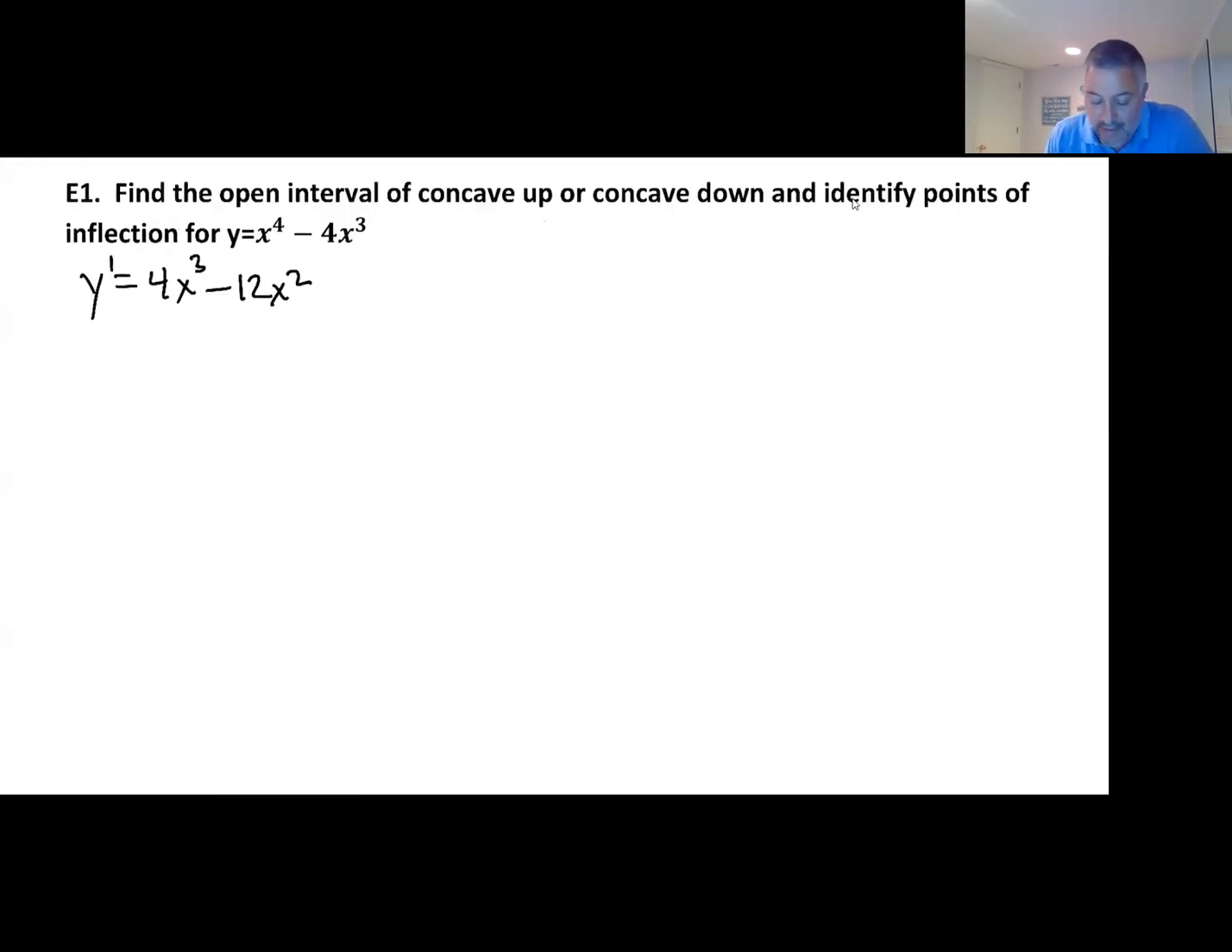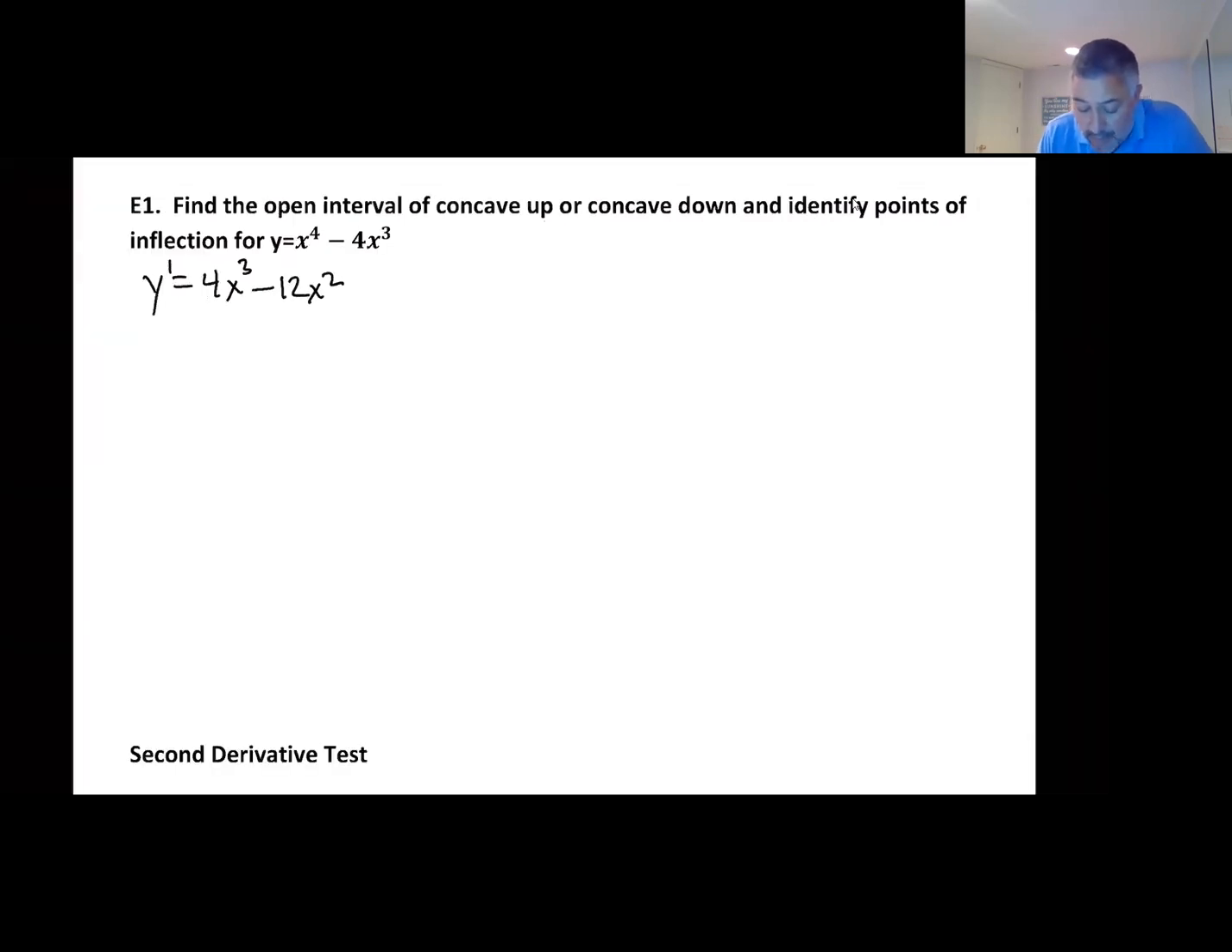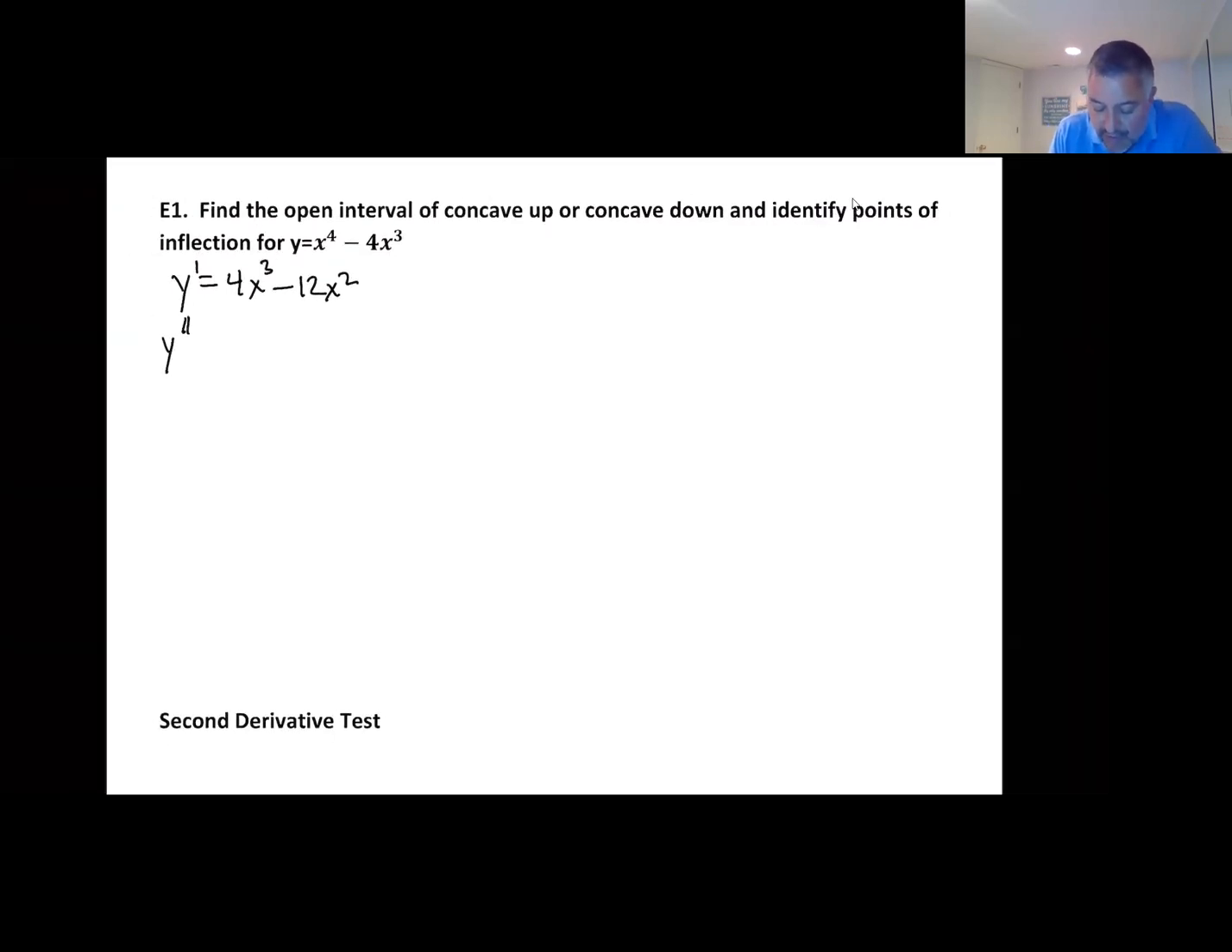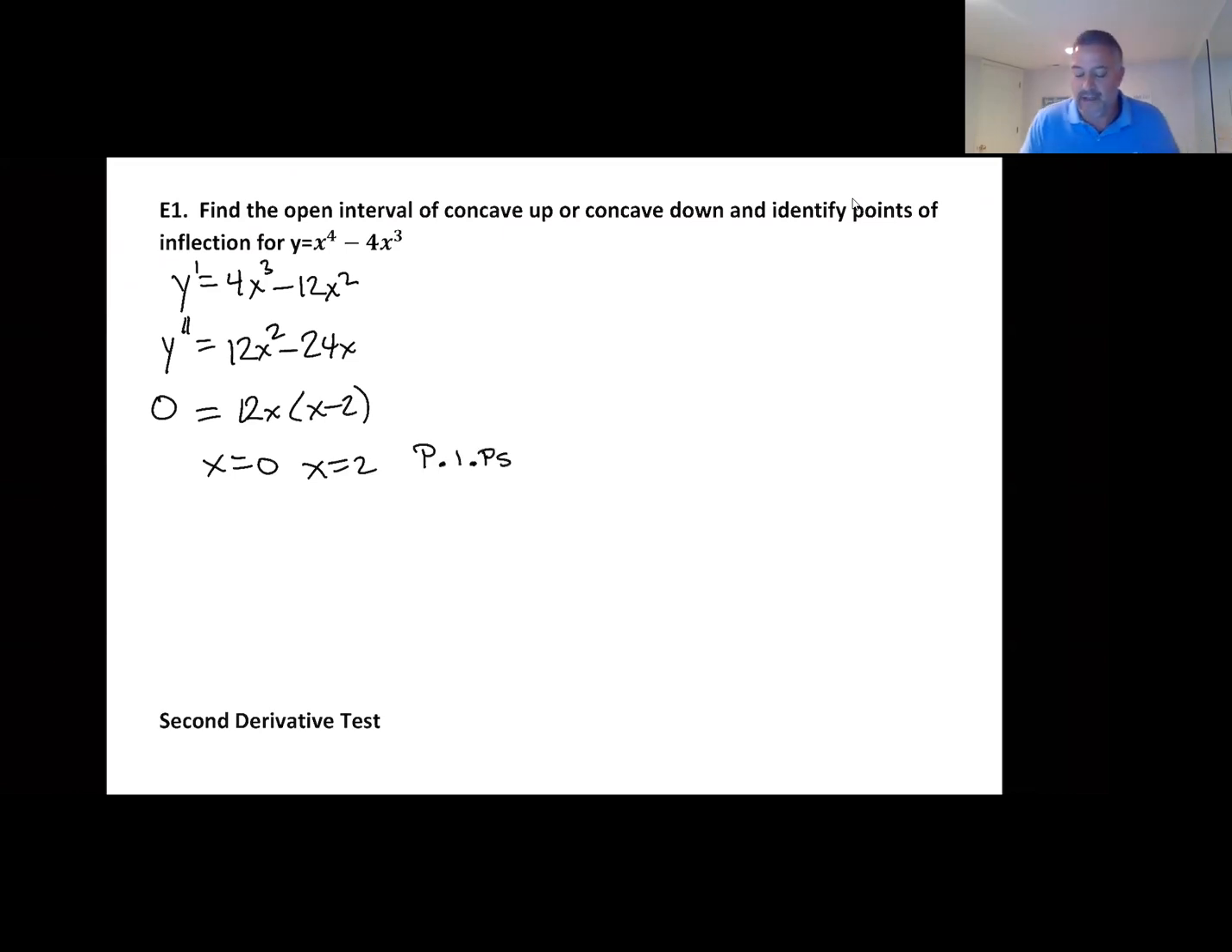We do not need that, but we could use it for increasing and decreasing. But we do need to use the second derivative, so we need the first derivative to get there: 12x squared minus 24x. And so we set that equal to 0. I'm going to factor, and I get my possible inflection points, or PIPs. So my possible points of inflection are my possible inflection points.